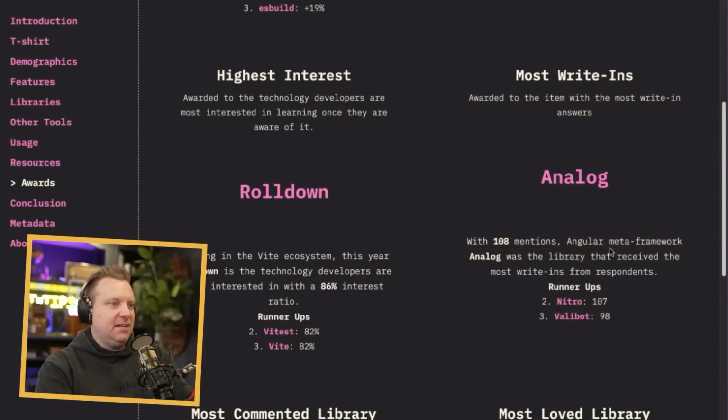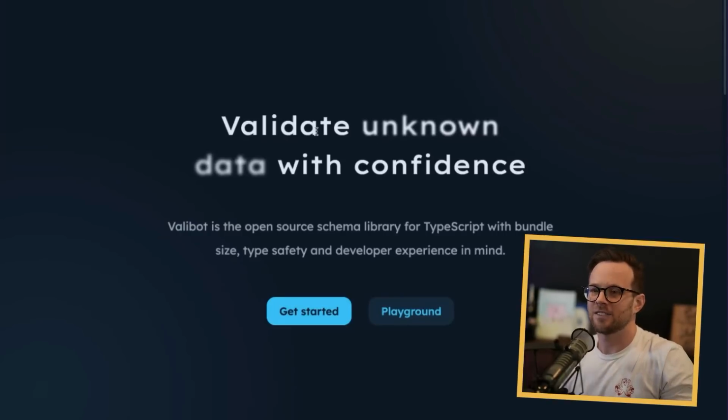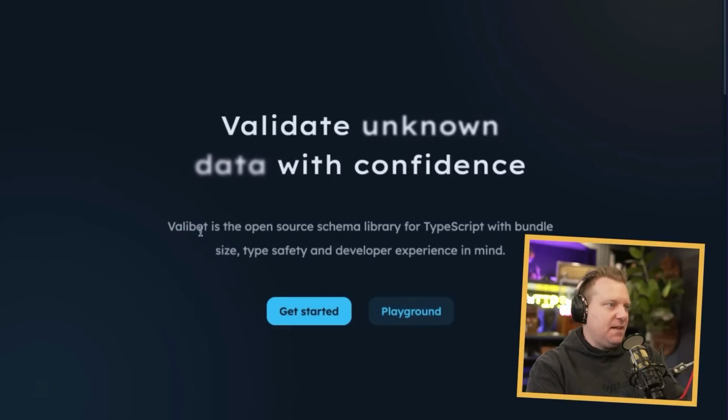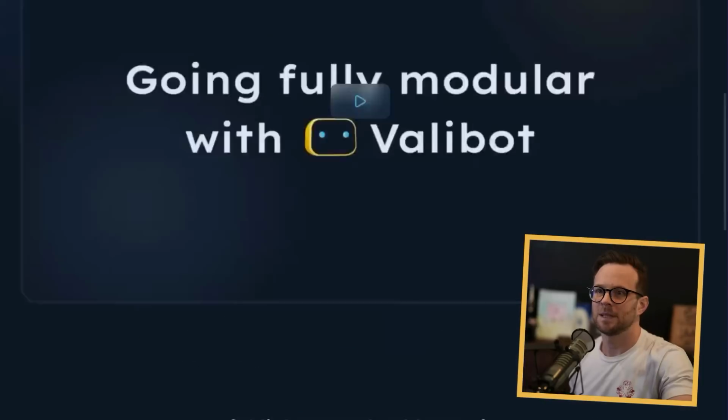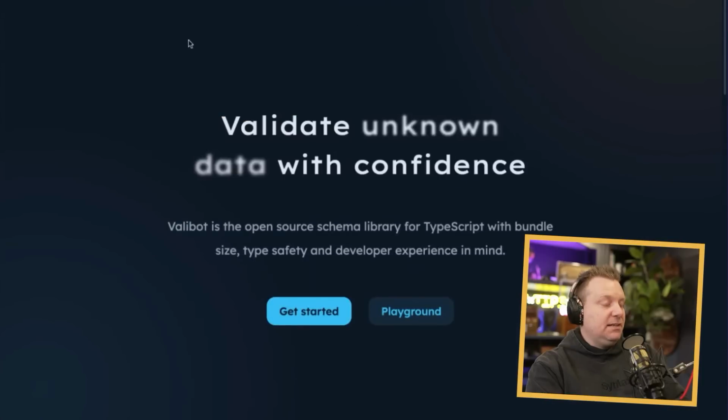Oh, yeah. Nitro number 2. And Valibot. What's Valibot? It's validation. Validate unknown data with confidence. Valibot is an open source library for TypeScript with bundle size in mind. Oh, okay. Similar to Zod. Yep. Oh, that's good. You really need this when you're using either a fetch API, or if you're using an AI to return JSON. Because you parse that and you hope it's there, right? But if you really want to be type safe, you should also check that the data looks like what you want.